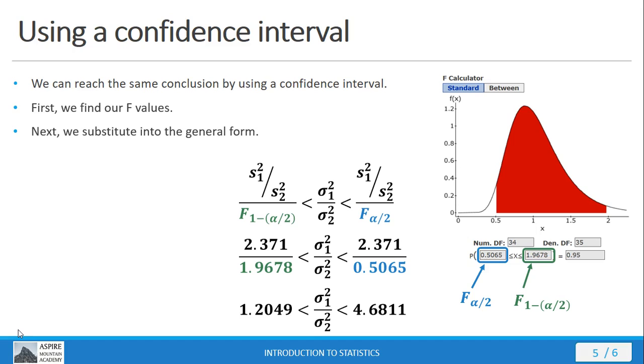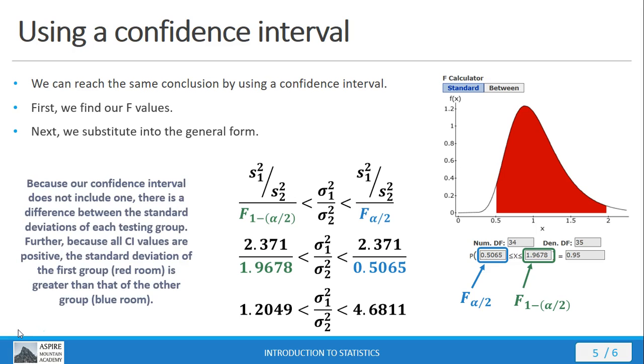The key question here is: is 1 inside or outside the confidence interval? Here 1 is outside the confidence interval. So therefore there's going to be a difference between the two variances. They're not going to be the same. So we can say, yes, we've got the same conclusion that we had before with the hypothesis testing, which is that the population standard deviations are not going to be equal.